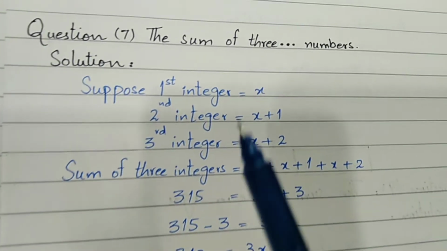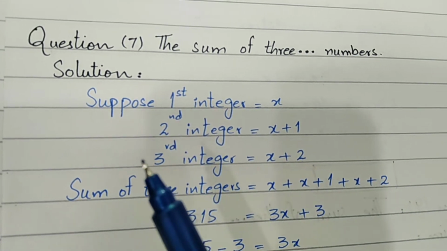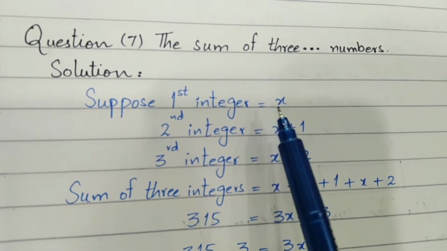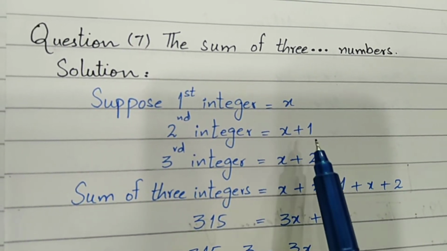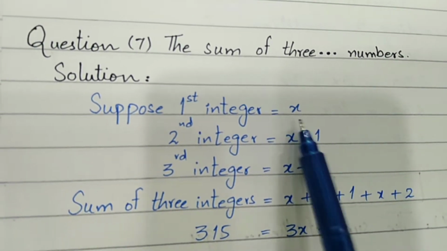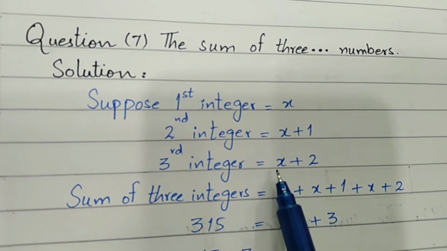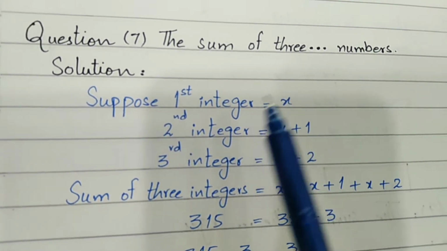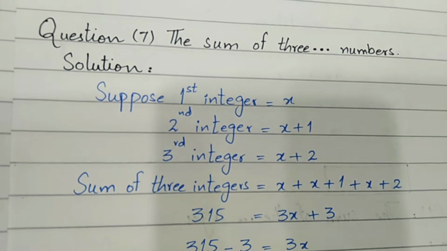So firstly we have to let the number x, because the number is not given in the question. So the first integer is x. The second integer will be x plus 1 and the third integer is x plus 2. For example, let x be 1. So it means 1 plus 1, that is 2, and 1 plus 2, that is 3. So they are three positive consecutive numbers.